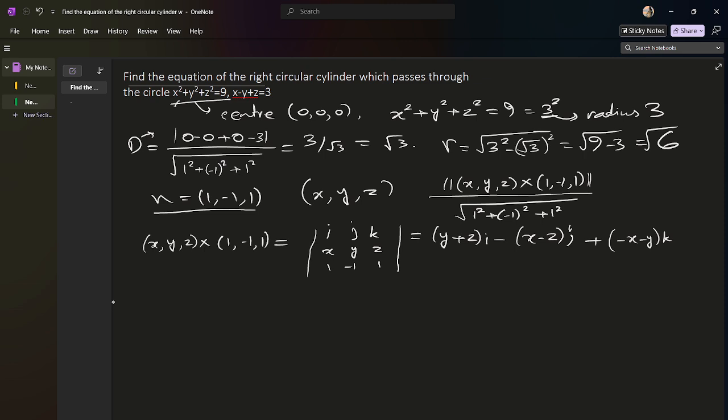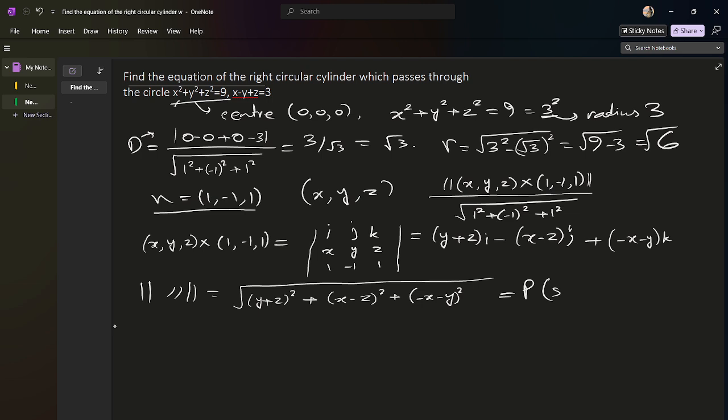And we have to find the magnitude of this vector. Now, the magnitude of this is equal to this form. Firstly, let us call it P.